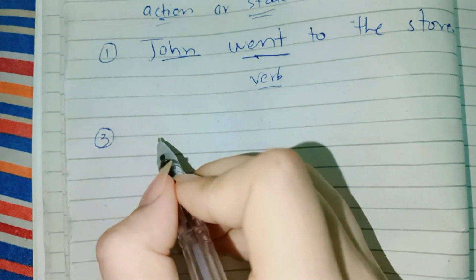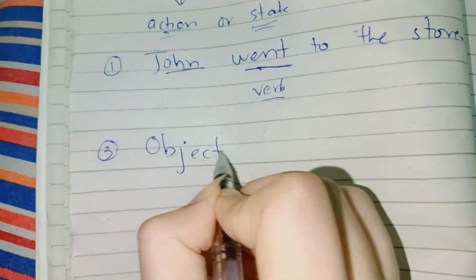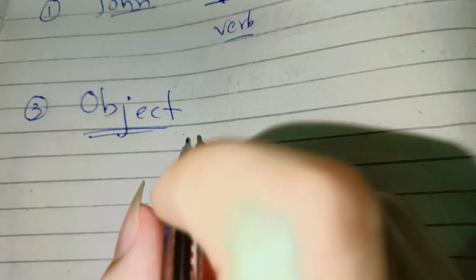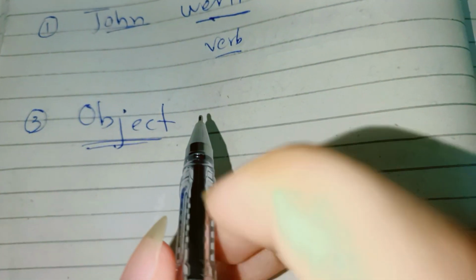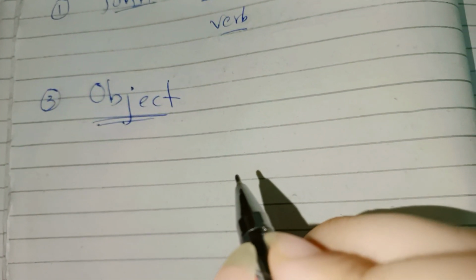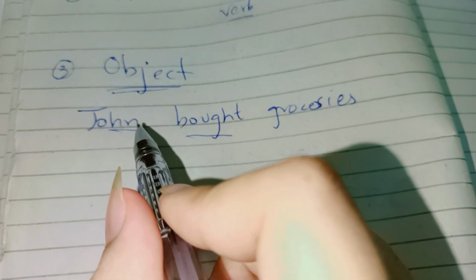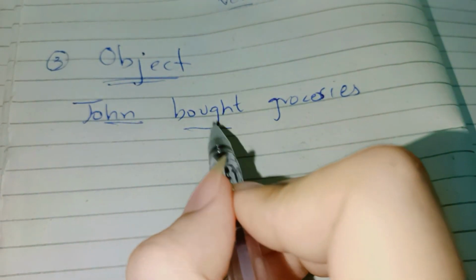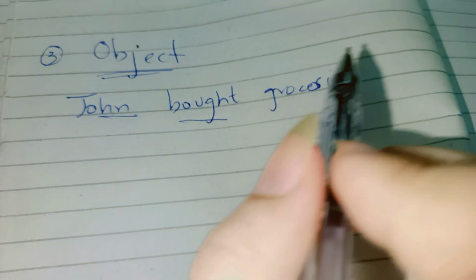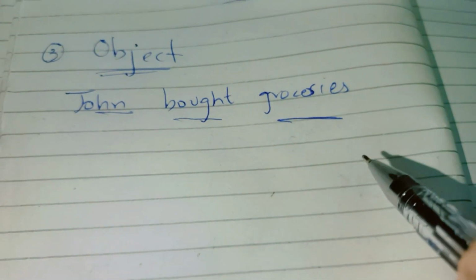Okay, now the third aspect of a sentence is the object, and it always comes at the last. Now let's discuss what the object is. In some sentences, there is an object, which is usually a noun or a pronoun that receives the action of the verb, that is, what the verb is doing, it receives that action, right? Let me give you an example. For example, John bought groceries. So in this sentence, you can see that John is the subject, bought is the verb because he is doing that action, and groceries is the object of the sentence.